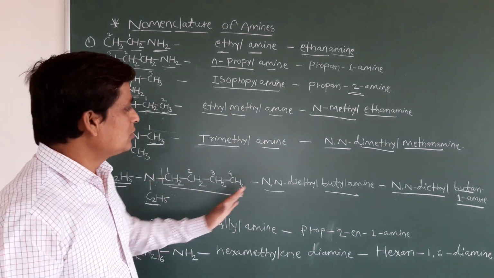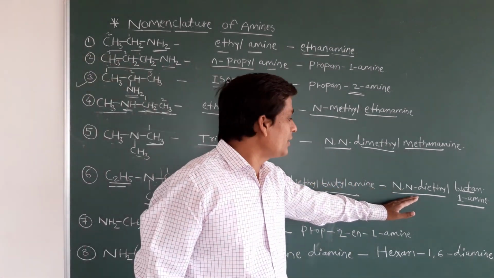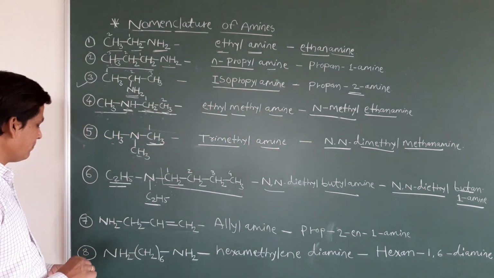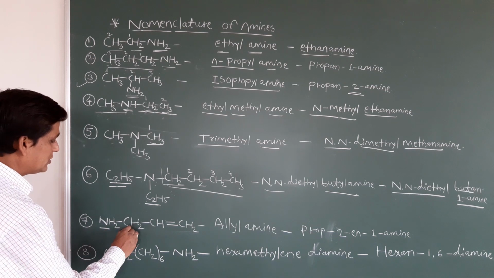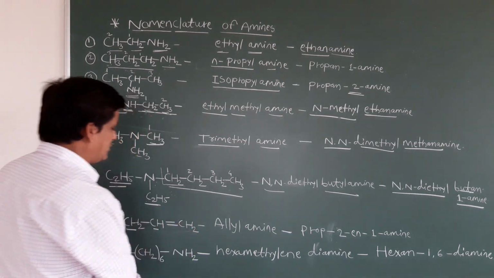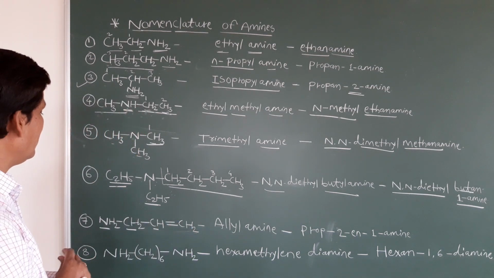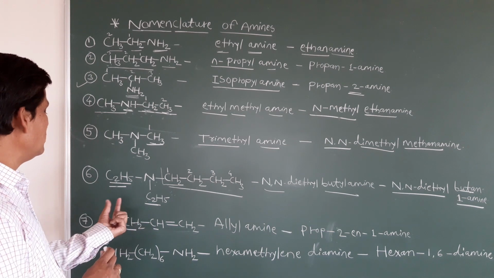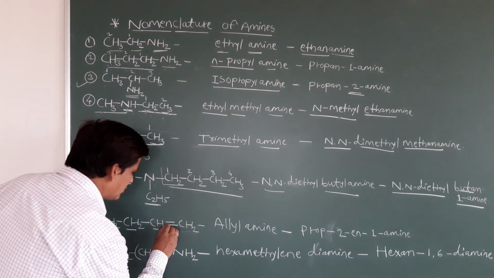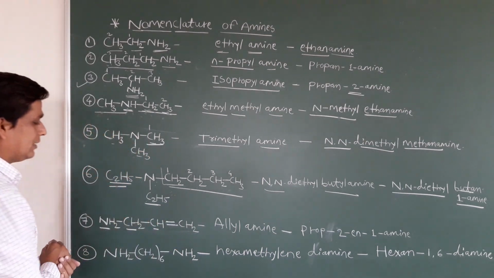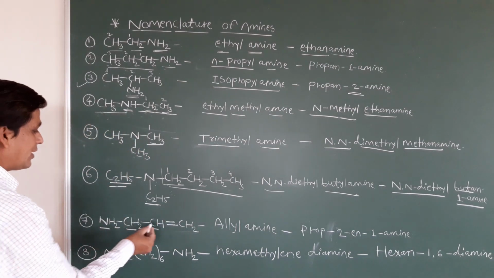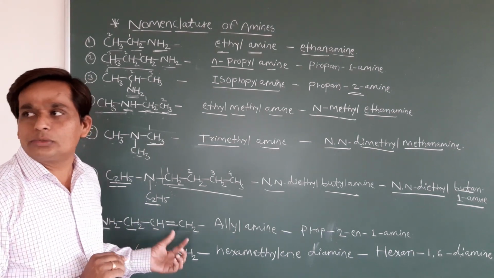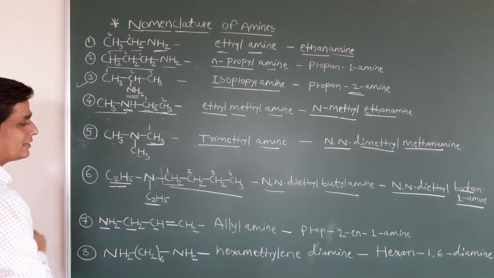Okay, now clear? So how can we give the naming? N,N-diethylbutane-1-amine. See another example here: NH2 CH2 CH double bond CH2. Okay, students. So this is an NH2 group which is attached to the allyl carbon. Double bond is there. So this is an allylic group. Allylic, you know, means next to the carbon-carbon double bond. Any functional group attached next to the carbon-carbon double bond, then we can call this an allyl group.